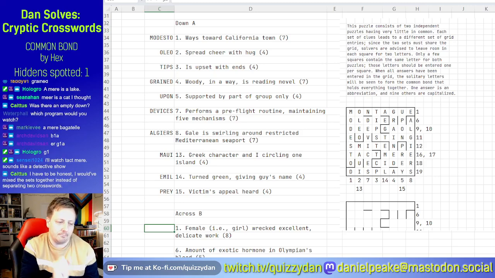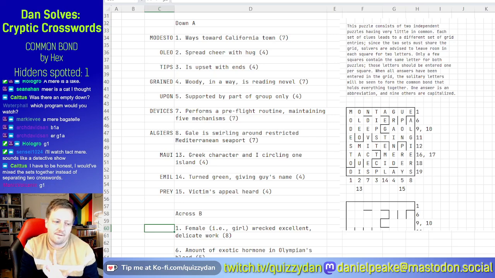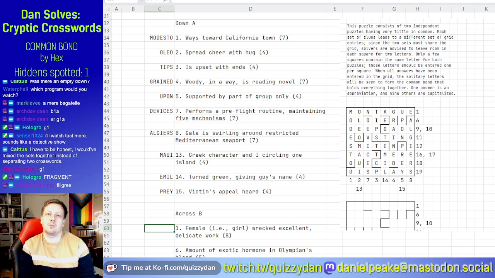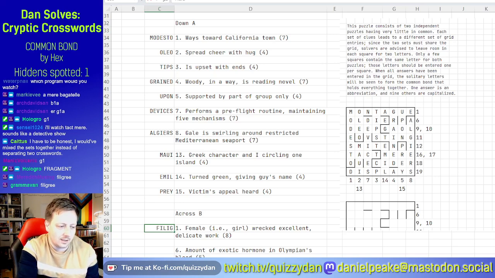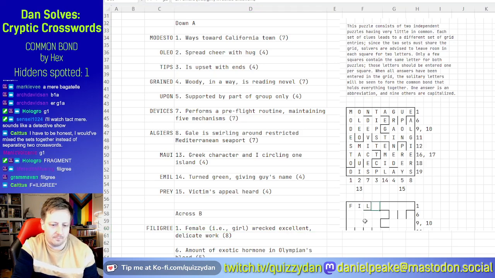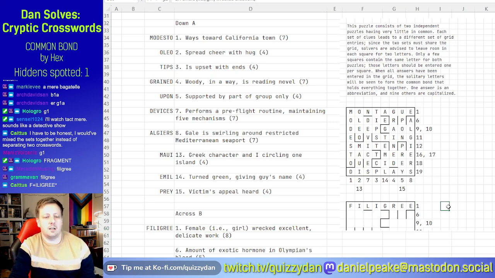Go for one across. It's an anagram of F for female, i.e. girl, because it's wrecked, and then E for excellent, and you're going to get a word meaning a delicate work. Filigree. There we go. Do you agree? Filigree.